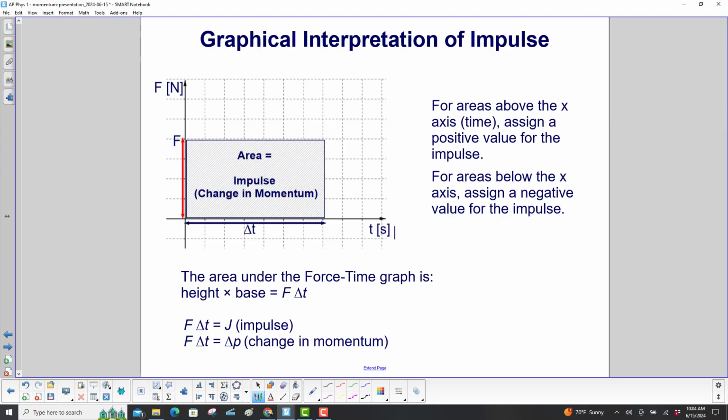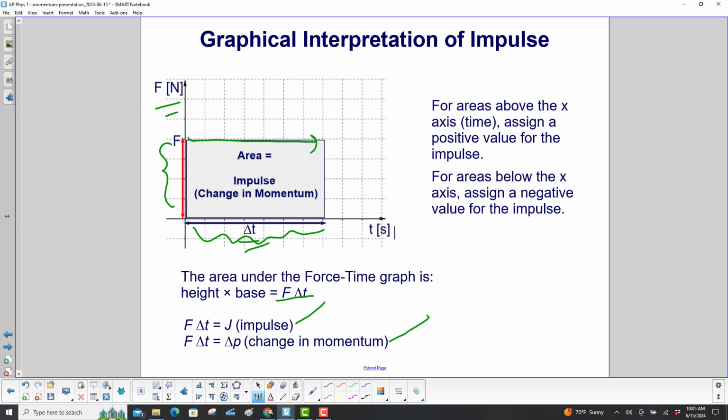So here's our force versus time graph. And we have a constant force represented here, and we have a certain time that the force is being exerted. The area under that curve is the impulse, or change in momentum. Why is that? Well, the area, it's a rectangle, is just going to be height times base, so that's F delta t. And what is F delta t? It's impulse. It is also the change in momentum.